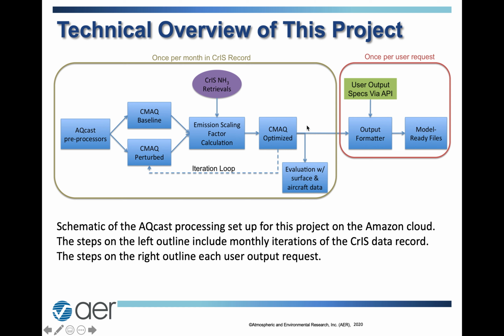Then, of course, we want to evaluate and look at different surface observations and, when available, aircraft data to make sure that this process is, in fact, improving the model results. And then in this right box here is where the users come in. This is where you would come in. You could go to a website, put in the model you're running, the time frame, and then the grid you're running over, and we would provide you updated emissions for that time period and that grid.